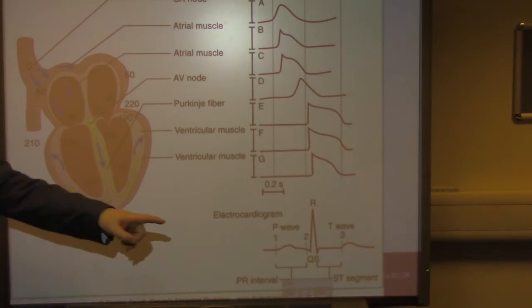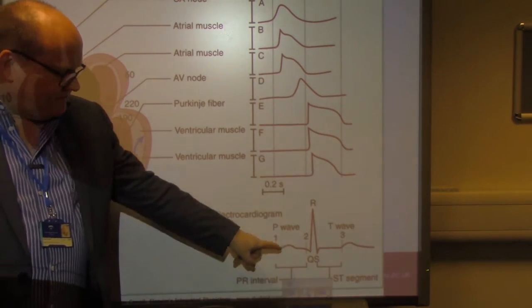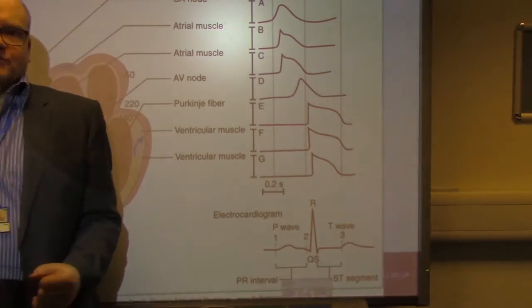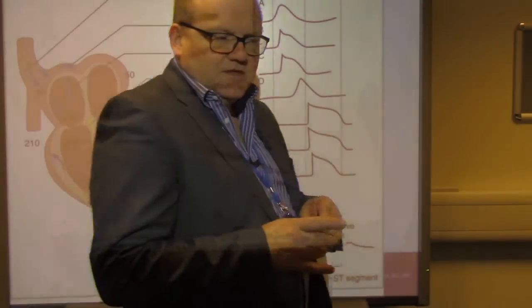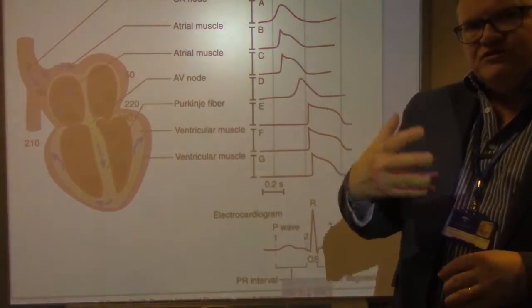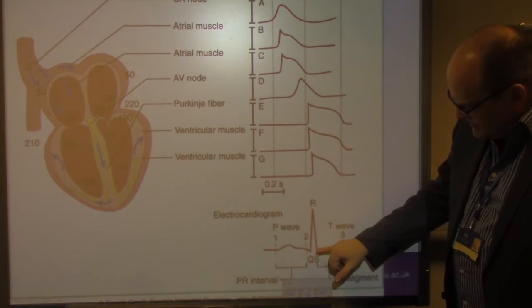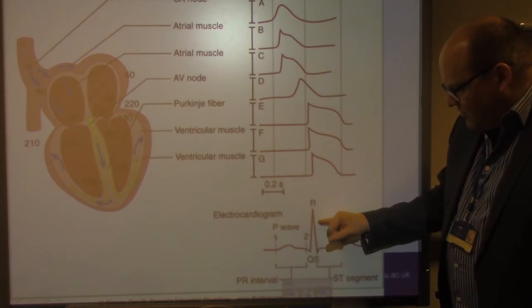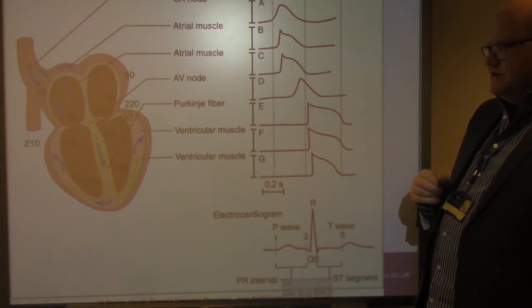So we've got atrial depolarization, ventricular depolarization, ventricular repolarization. You're probably now thinking there's one thing missing, and that is the atrial repolarization. That would be a very, very small peak, and it's actually occurring here and is completely masked by the QRS wave of the ventricular depolarization.